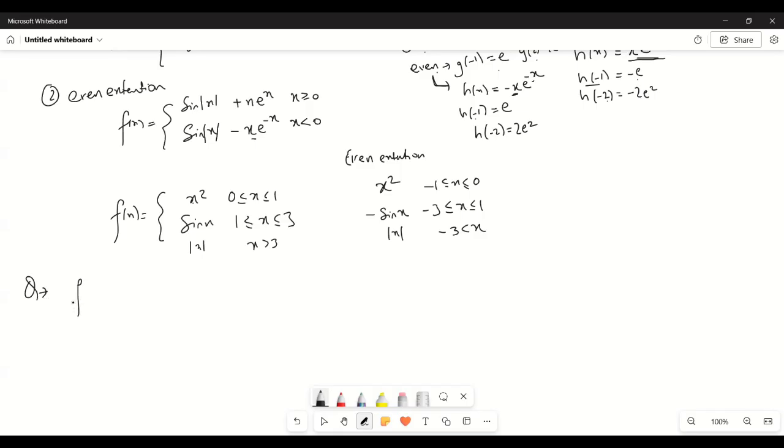Okay, next question. If fx is defined as sin x by box of x by pi plus half, then find the nature of fx. Is fx odd, even, or none? Find the nature whether fx is odd, even, or none.